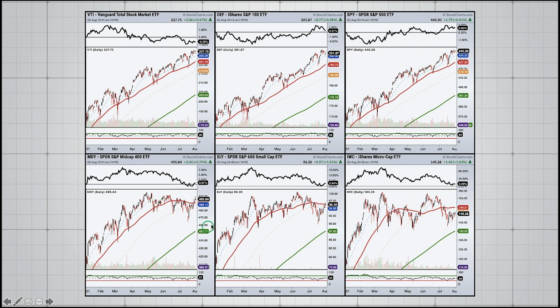And then below that, we get into the smaller cap tier. So we have mid caps with the S&P 400. We have small caps with the S&P 600. And then we have a micro cap index, actually, IWC.